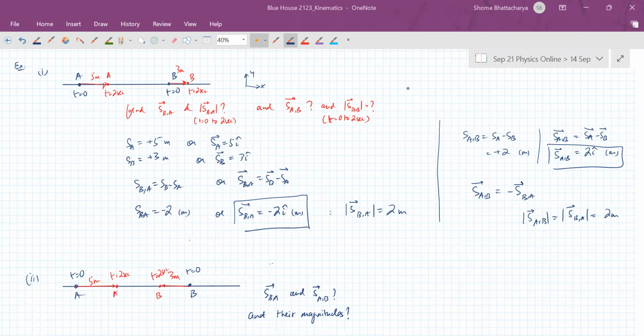Sir, so when two bodies are moving closer to each other, the relative motion will be more. Yes.